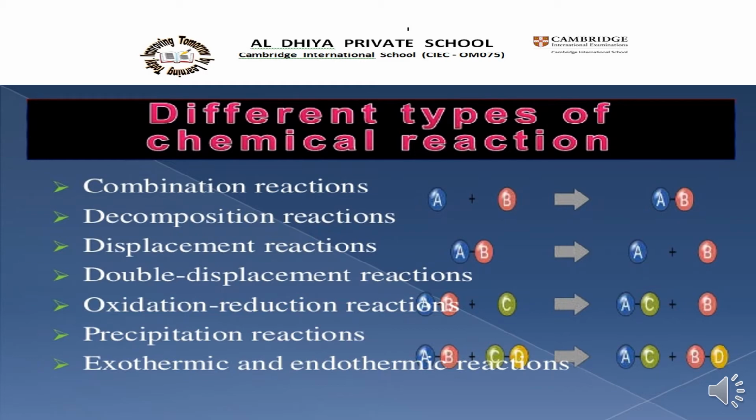There are different types of chemical reactions. Today we are discussing the different types of chemical reactions, that are combination reactions, decomposition reactions, displacement reactions, double displacement reactions, oxidation reduction reactions, precipitation reactions, exothermic and endothermic reactions.